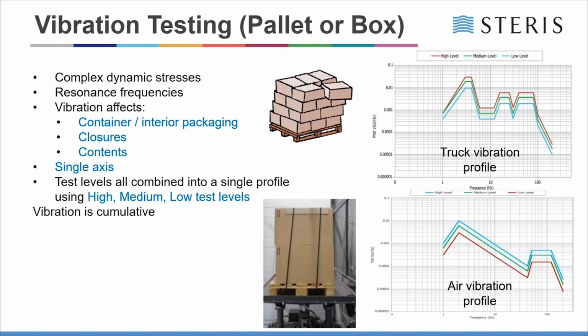Typical effects of vibration are on the closures and on the contents. They've been combined in recent years into different types of test. So you're getting a certain percentage of the test time at a high level, a certain percentage at medium, and a certain percentage at low. So you're getting a vibration which is across the entire spectrum, making sure that the product and package can actually withstand that.